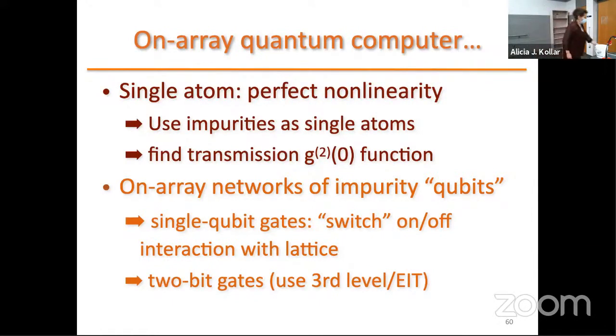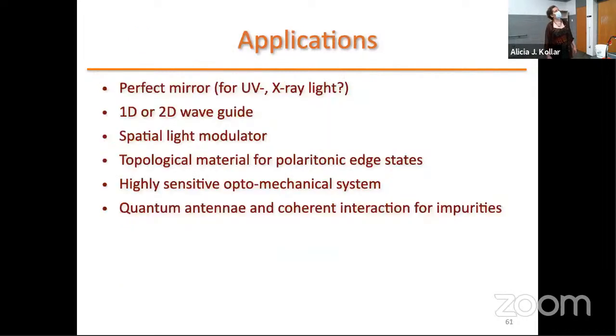Okay, so I think what I will do, so when do you want me to stop? So it's 5 to noon. I think we started a little bit late, so maybe 5, maybe 10 more minutes. Okay, good.